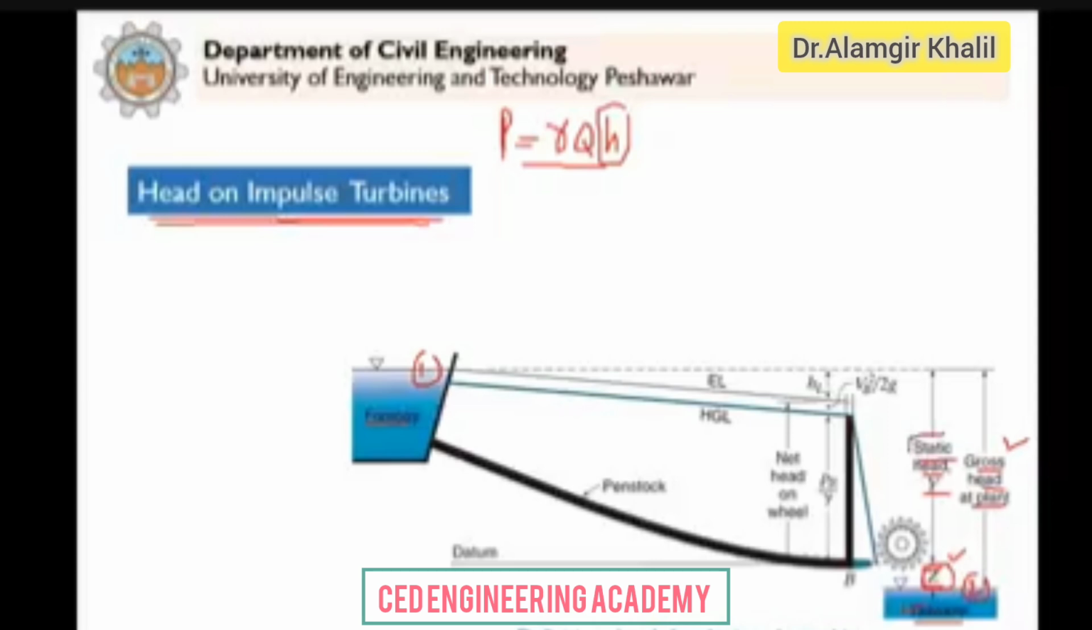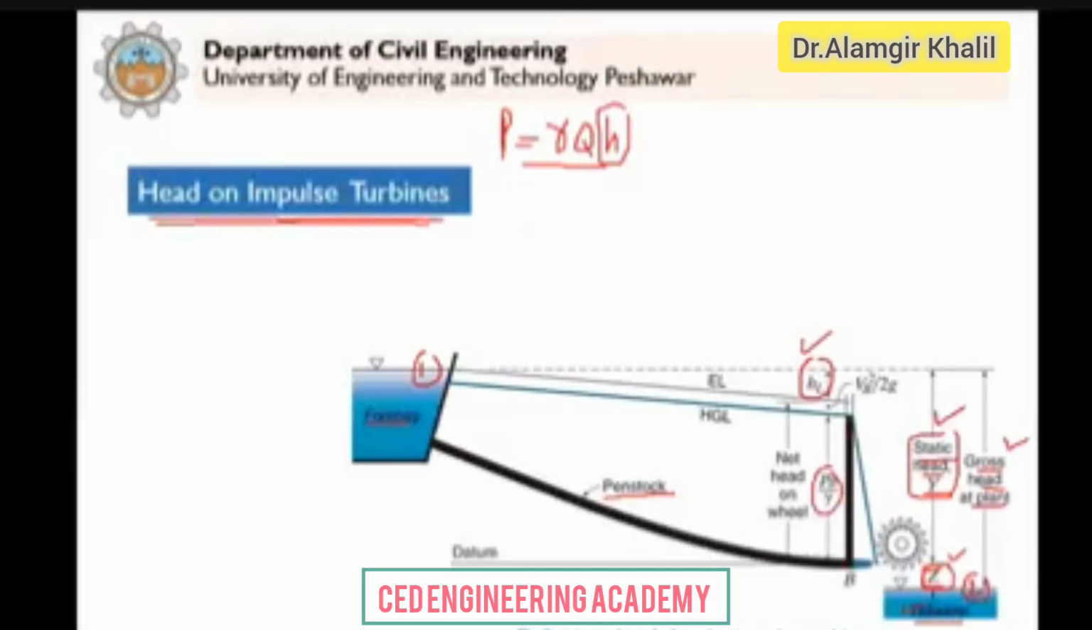Now out of this static head, we have head losses in the system. You already know that in this penstock the water will flow, so there will be friction losses associated with that. So the head that will be available will be the static head minus HL, the losses that we have. So what is the head then available?